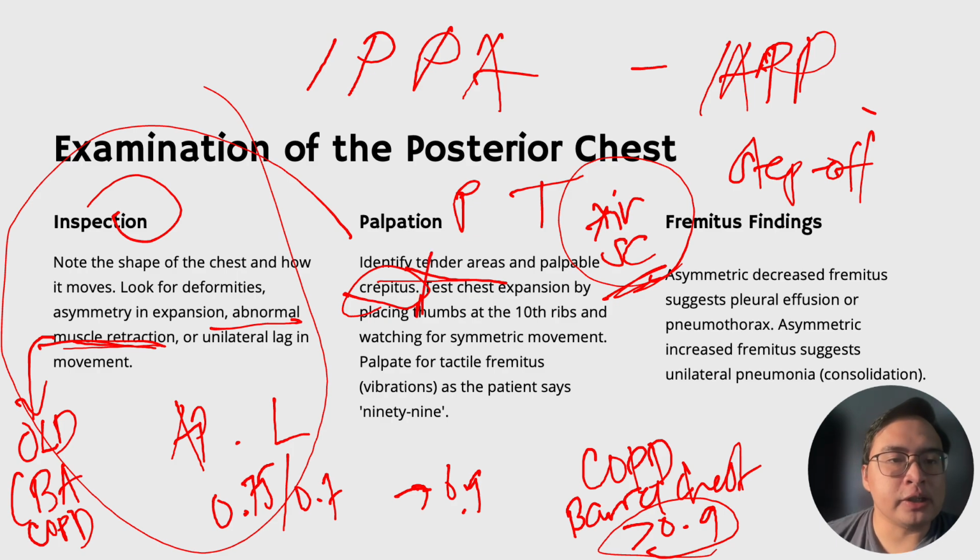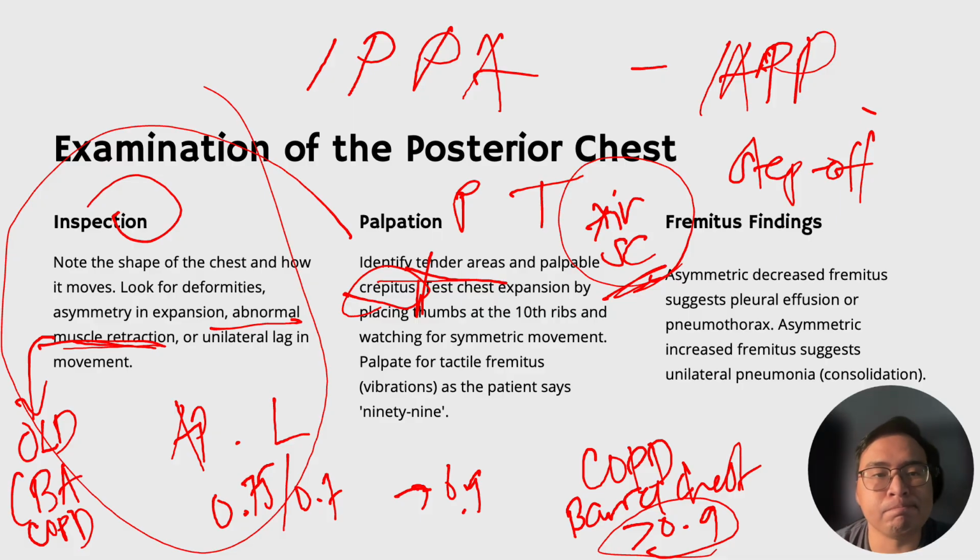Next part of palpation, you place the thumbs at the 10th rib. So, for example, I'm applying my hands here on the posterior of the patient. Then, you watch for chest expansion. Okay? You look at your thumbs. Are your thumbs moving away symmetrically or not? Okay. So that's how you test for symmetric movement of chest expansion.